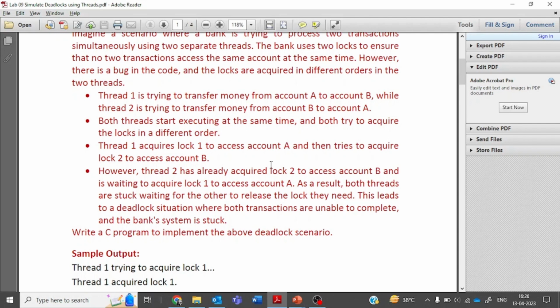As a result, both threads are waiting for one another to release the lock, and this results in a situation which is known as deadlock, where all the processes are waiting for the other process to release their resource so that they can proceed with their own independent execution. This is the concept of deadlock.